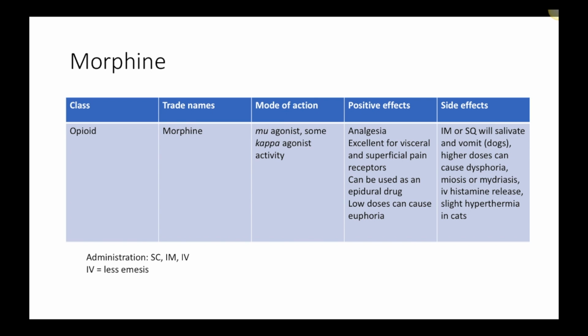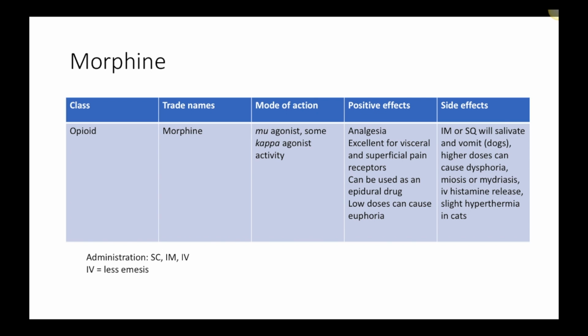So that means as a mu agonist, we're going to see analgesia, and we're going to see respiratory depression, etc., etc. But because it's a kappa agonist as well, we're going to see a little bit of sedation with morphine. It's important to note that the efficacy of morphine alone for surgical pain is not ideal. Opioids are better at blocking dull, aching pain than sharp pain associated with surgery. So positive effects, we have excellent for visceral and superficial pain receptors. So that's kind of that dull pain, not the specific sharp surgical pain.